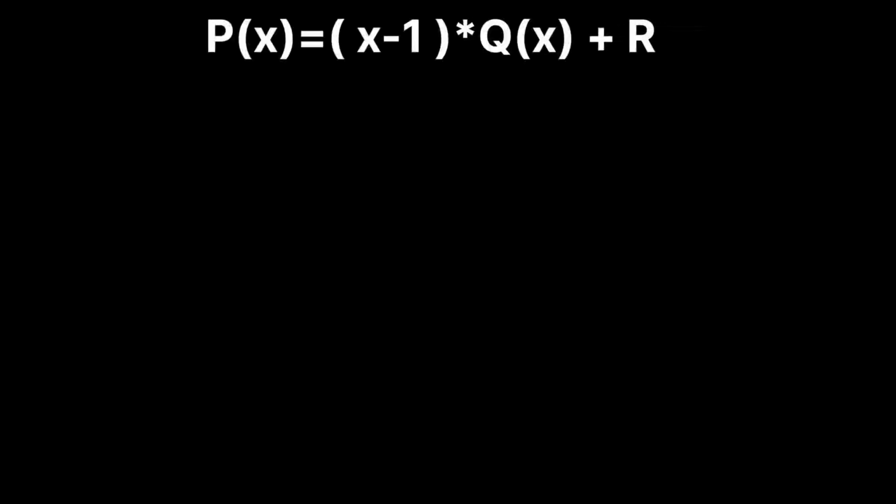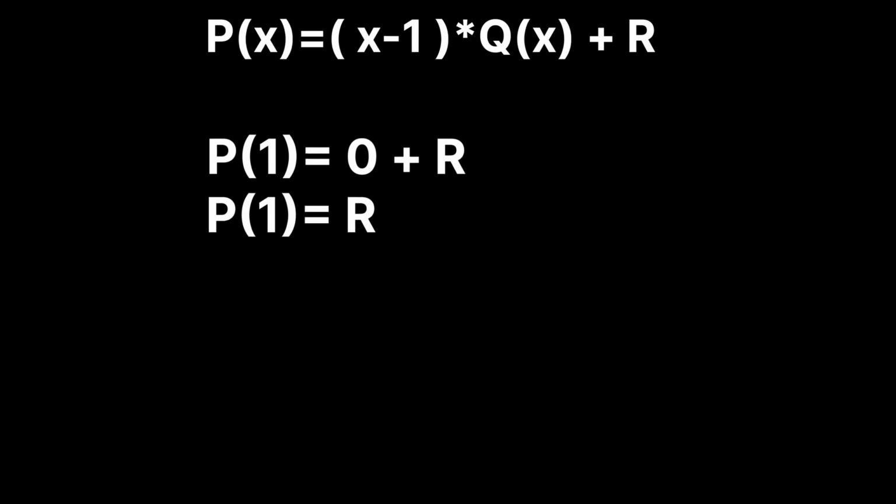Okay, now let me answer it. Now if we substitute x as 1 here, we can nullify the entire q of x, the term which was creating a problem since the beginning. Now we are only left with r.